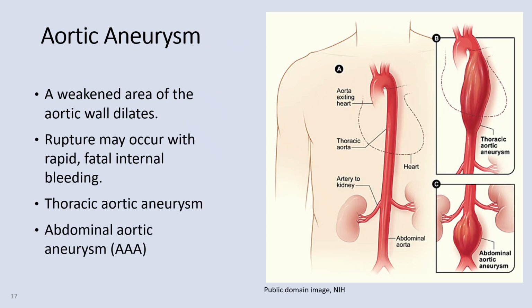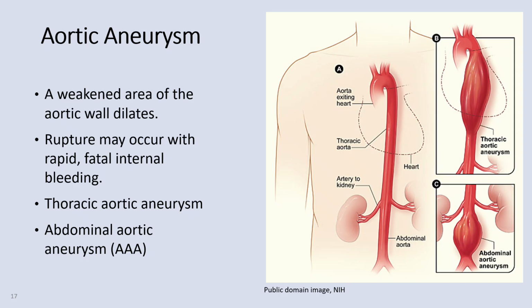An aortic aneurysm occurs when a weakened section of aortic wall is damaged by atherosclerosis and it begins to dilate or balloon outward from the pressure exerted by the blood that's flowing through it. When this occurs, it's very similar to the blowout of a car tire. An aneurysm can exist for a long time with no signs or symptoms that the patient's aware of, but if it suddenly ruptures, it can cause rapid and fatal internal bleeding.